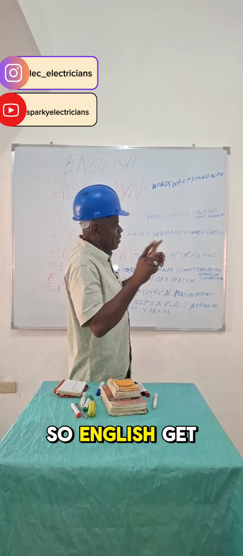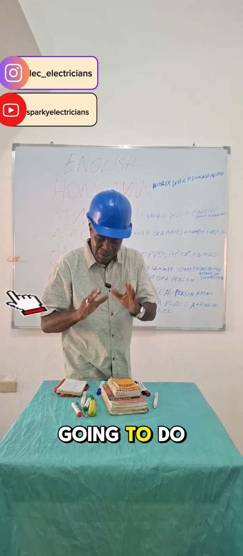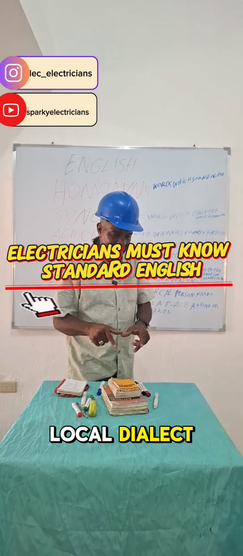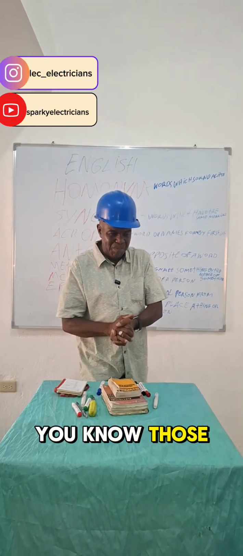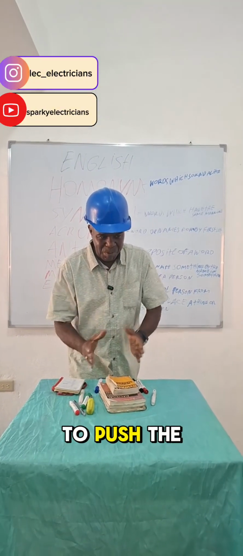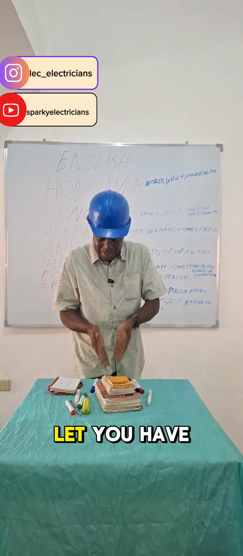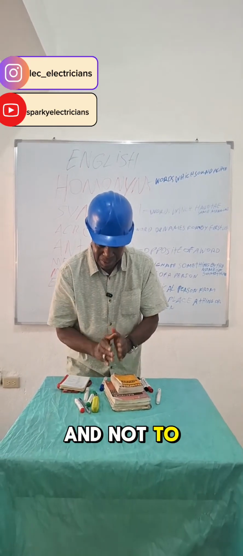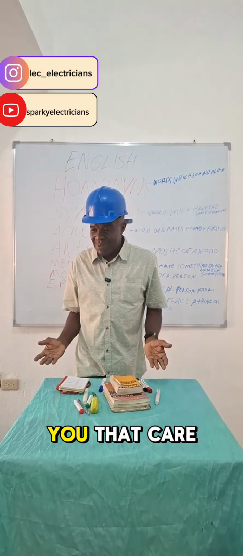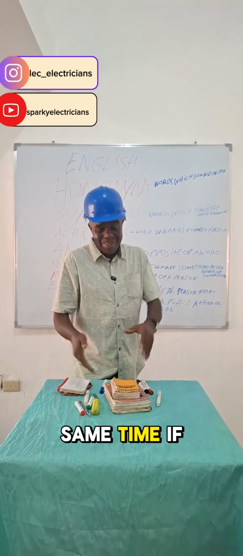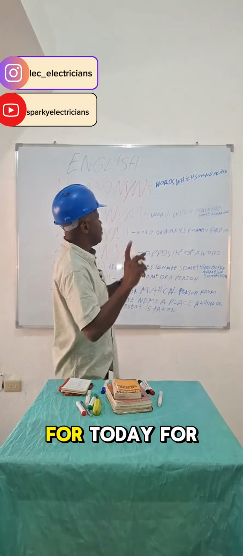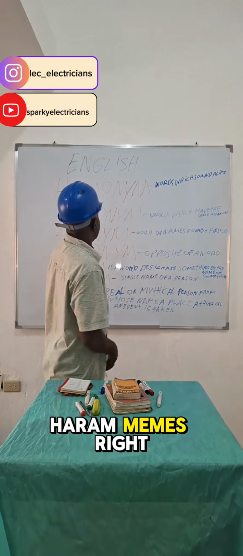So get English, as part of being an electrician, because when you're going to do your exam, the exam is not written in patois or the local dialect. And for those educated people, and those people who have gained their masters and so forth, who want to push the patois and say, I don't want to take up the English in order to move forward, I don't support it, right? Get the English, you already know the patois. But at the same time, if you don't get a grasp of the English and try to move up, you're going to be left behind. So that's it for today for names, right?